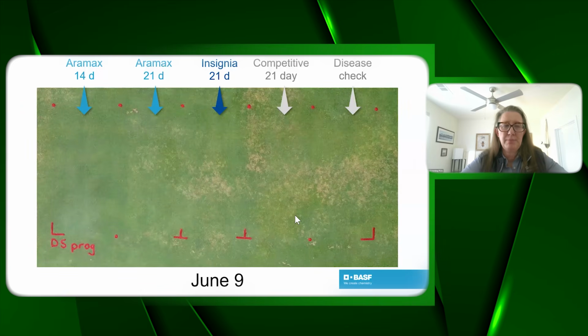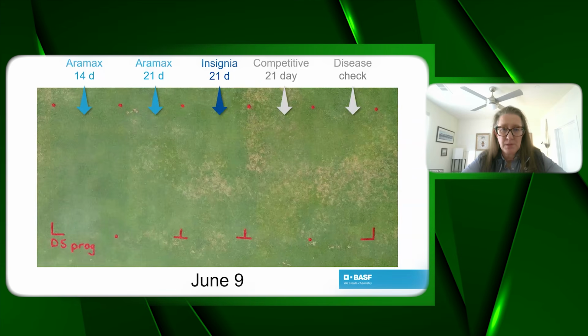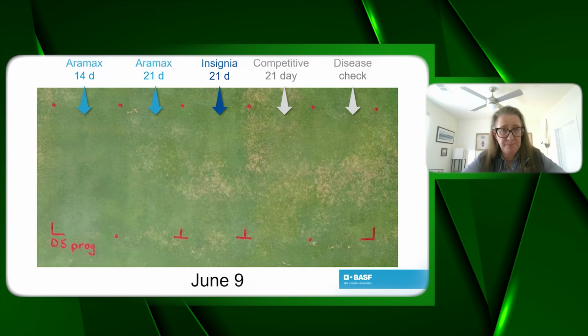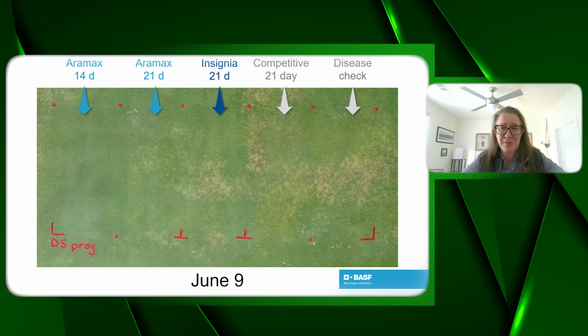Here we are 7 days later, 14 days apart. You're at June. Remember, it's pretty warm. 14 days makes a real difference here.